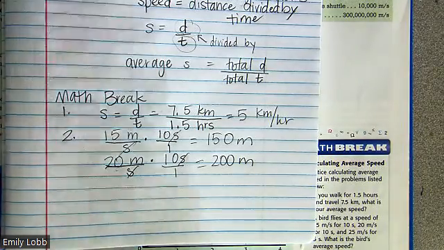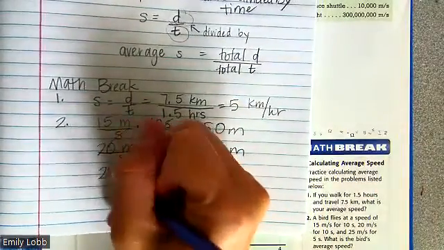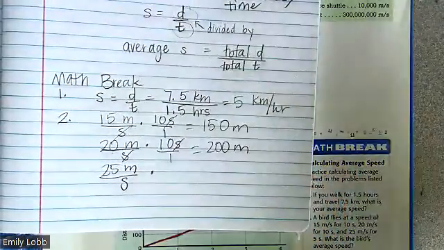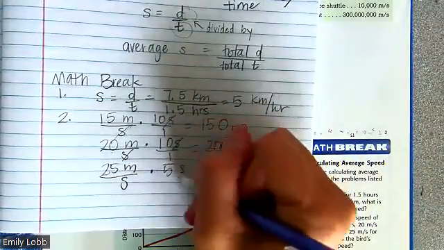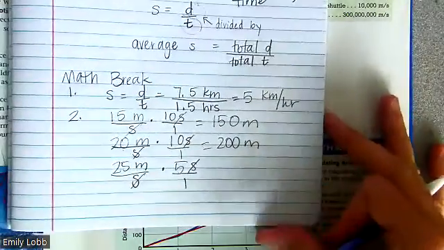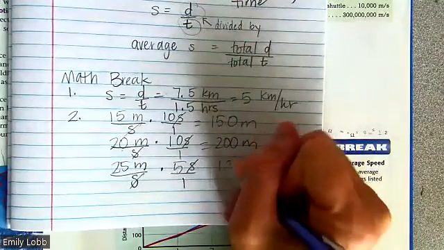And then if we have 25 meters per second times 5 seconds. Again, seconds cancel and we're left with meters. What's 25 times 5? If I have 5 quarters, I have $1.25.